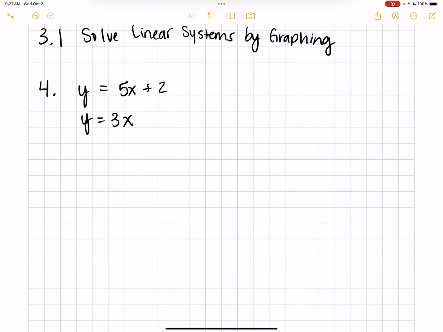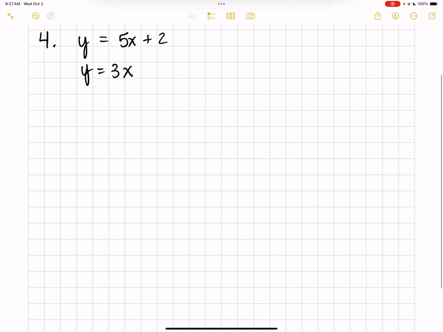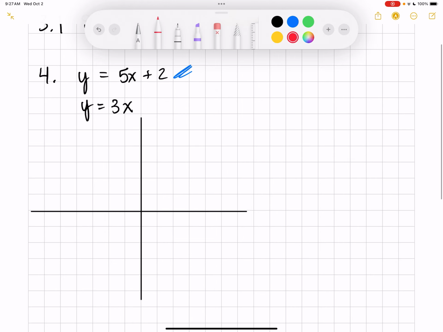Alright, so what we do is we graph each line individually. We're looking for the point of intersection. I usually graph my lines in 2 different colors so that I can see what's happening. If you want to do that, that's fine. Just be careful if you're using pen because you don't want to have to do it twice.